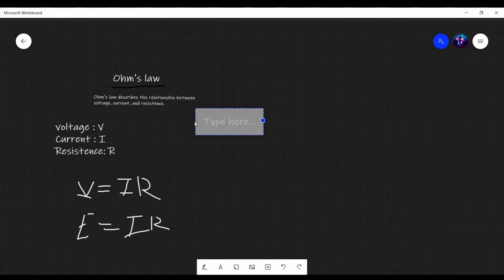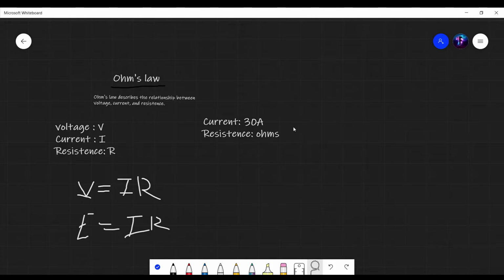If you're going to symbolize current, you would write this A. So for example, 30 amps, 30A. And for resistance, you would have this thing called ohms. So let me write ohms, which looks like this. It's kind of like pi, but it's not pi. So it's like this. So ohms. And V, voltage, is just V.